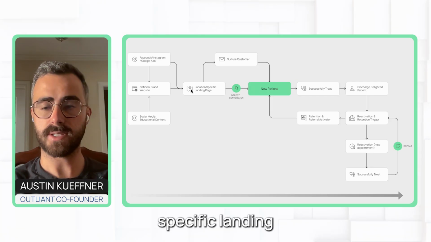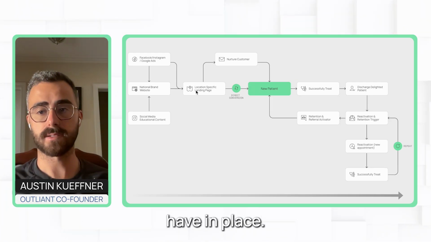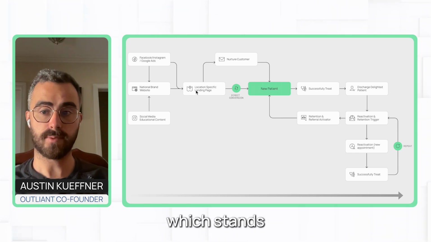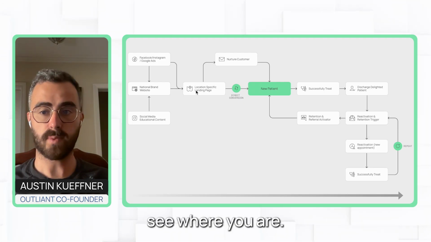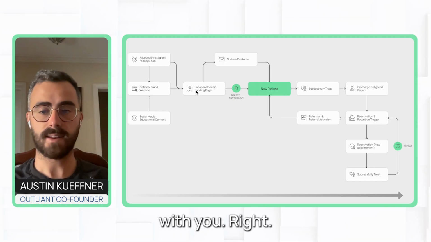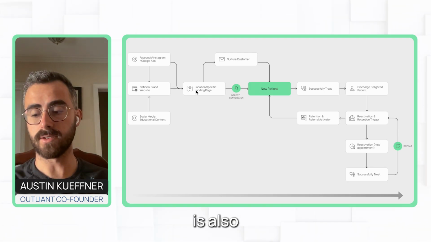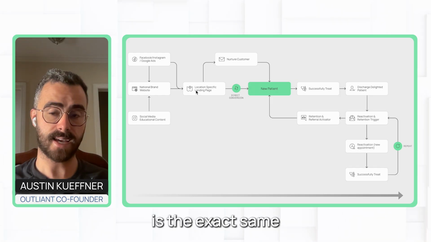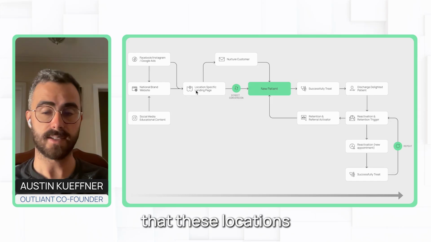Getting into the location specific landing page, there's certain things that you need to have in place. One of them is you need to have your NAP data, which stands for name, address, and phone, so that people can easily see where you are, can click to find you, and easily get in touch with you, right? And you need to make sure that data is also in all of your directories, and that all of that data is the exact same across your location specific landing pages and each of the directories that these locations are on.